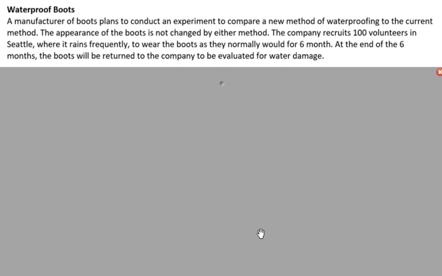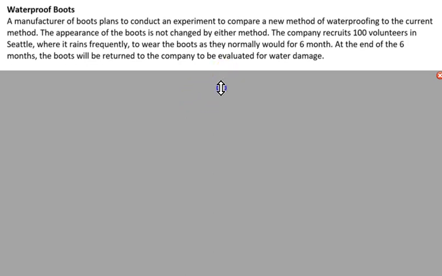The company recruits 100 volunteers in Seattle, where it rains frequently, to wear the boots as they normally would for 6 months. At the end of the 6 months, the boots will be returned to the company to be evaluated for water damage. So the first thing to look at is what are the explanatory variable and the response variable.